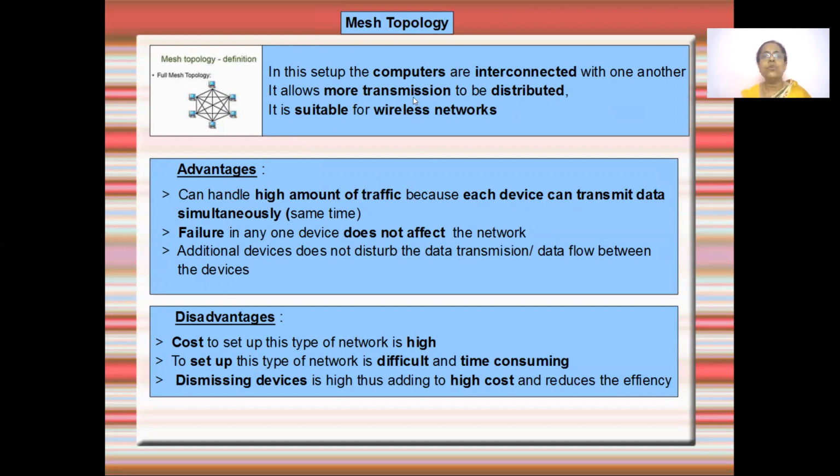And it is suitable for wireless networks. Definitely it's not suitable for wired networks because the wires might get crumpled. It's very useful for wireless networks.